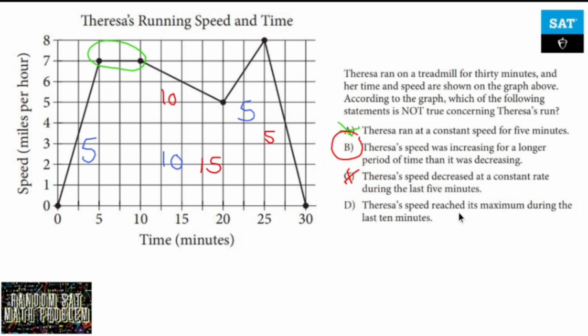And Teresa's speed reached its maximum during the last 10 minutes, which is true. So in the last 10 minutes, this was her maximum speed. She hit that within the last 10 minutes, which is between here and here. That's true, which means we don't want it. So we did right by choosing B.